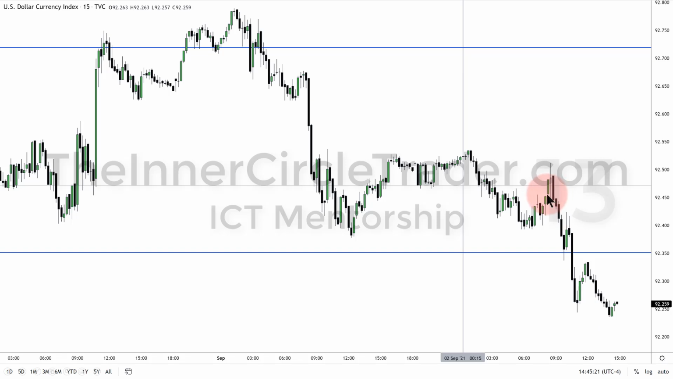Change in the state of delivery, the opening price here, down to this low. You get optimal trade entry with the fair value gap, New York session sell-off. Institutional order flow entry drill here, and attacks the low again. So overall, nice little delivery on the sell side today on the dollar index.